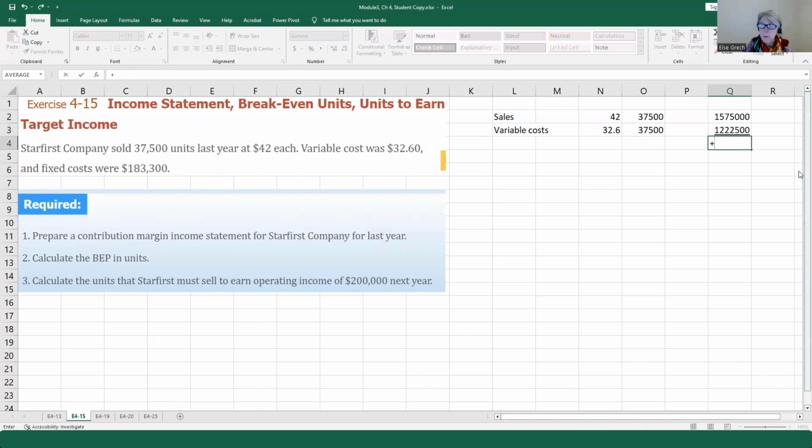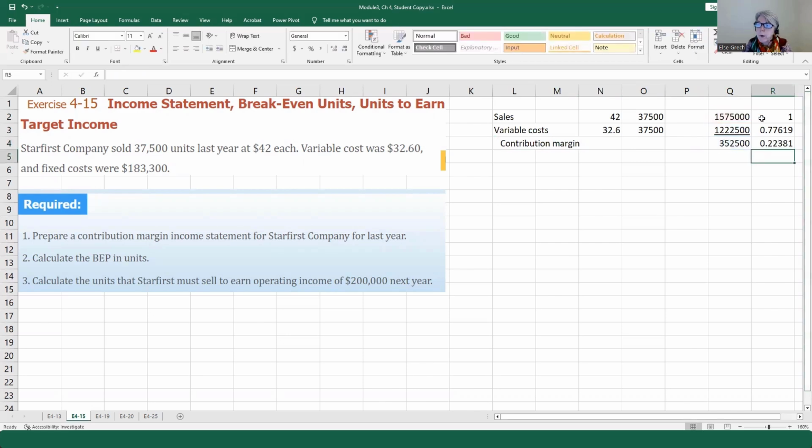If I take the difference, this is going to be our contribution margin. Now, we can calculate those percentages that I mentioned before. This is 100%. This is almost 78%. And this is 22% approximately. I'm going to put it as a percentage. So we can see here, these are the percentages for this particular product.